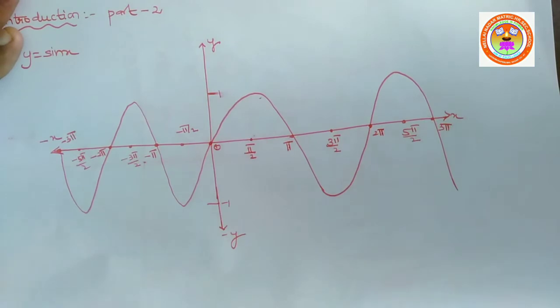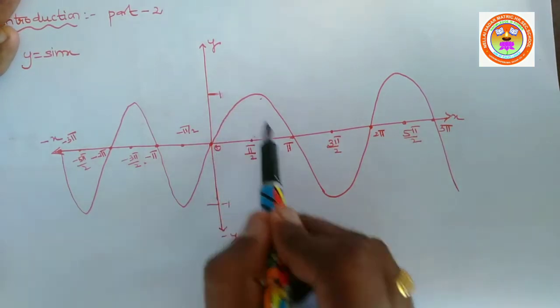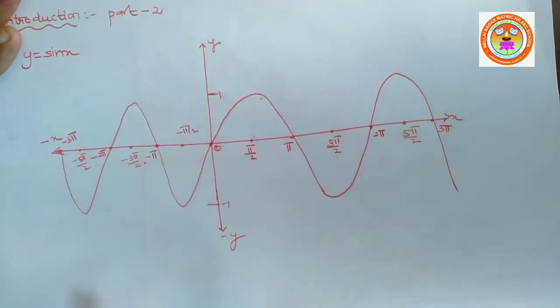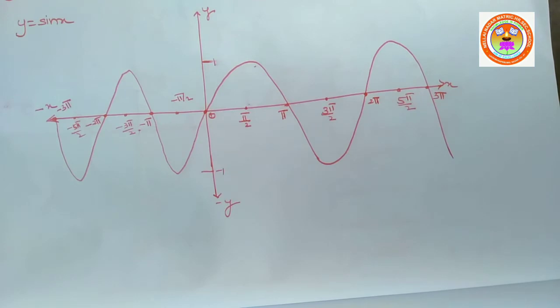So this is the diagram I have drawn. I need to give the proof for this diagram. How is the diagram drawn? Why does the curve travel this side and cut at pi, cut at 2 pi, cut at 3 pi? How does it happen? We need to find out. I need to show how this happens for y is equal to sin x.